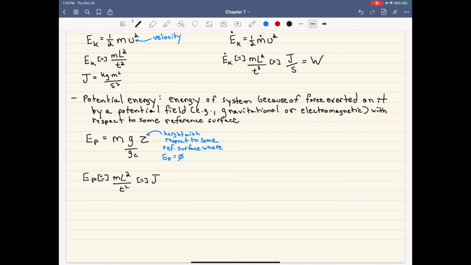All right, for open systems, we once again will have to deal with an energy rate. Okay? And so for open systems, the potential energy rate is going to be a mass flow rate times your G over GC times Z, which is that reference height. Okay? And the dimensions for this will once again be mass times length squared over time cubed, which if you're dealing with SI units, this will give you a watt. Okay? So once again, the potential energy rate gives you a power.